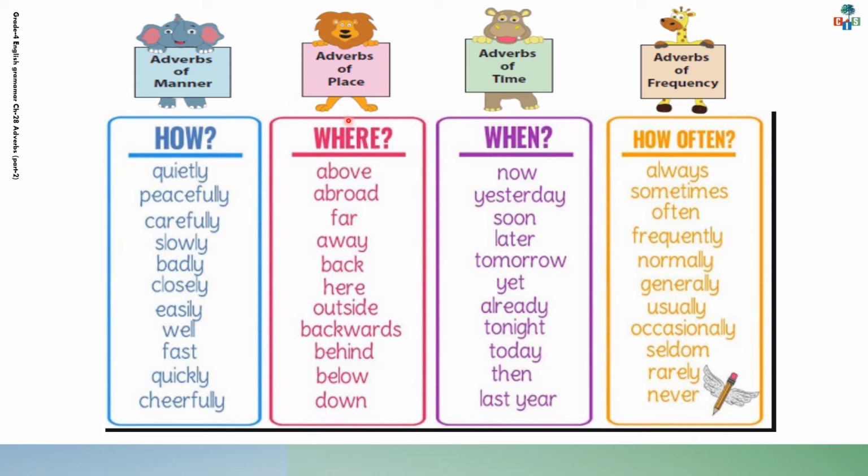Adverbs of place are about, abroad, far, away, back, here, etc. And to identify an adverb of place in a sentence, answer the question with where.